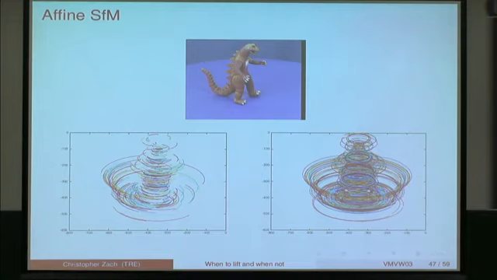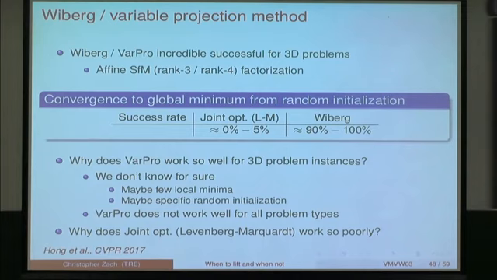For this particular problem instance, if you do this joint optimization over all the parameters from random starting points, drawn from a standard Gaussian distribution, you get basically 0 or a few percent convergence to what is assumed to be the best solution you can get. And if you run the Wiberg algorithm, you observe 90 to 100% success rate starting from the same kind of random initial data.